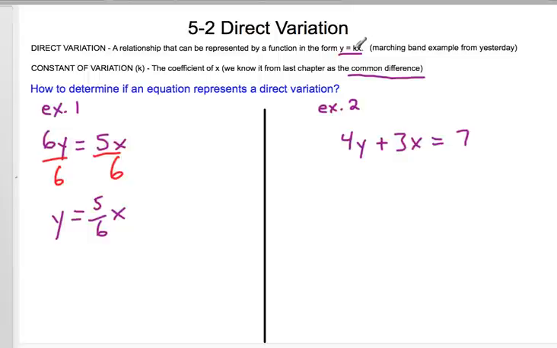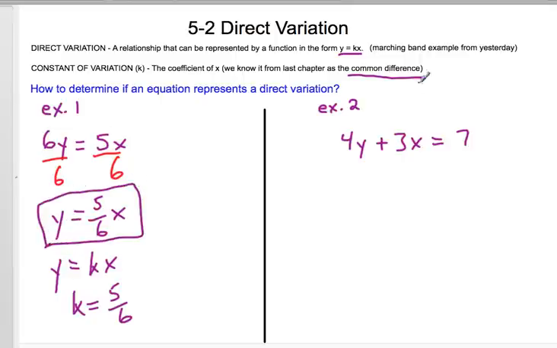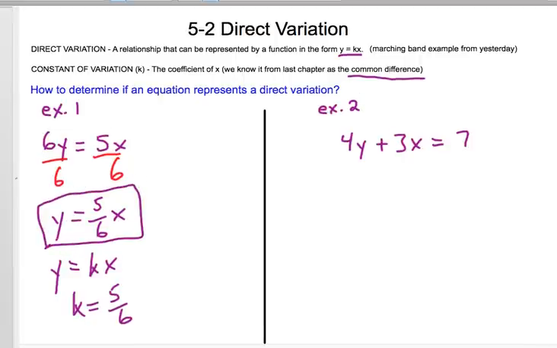So this is y equals kx, right? We have y equals some number, it's a fraction, kx. So in this case, k is 5/6, and it is a direct variation because I am able to put it in that form. Okay, let's take a look at one that is not.